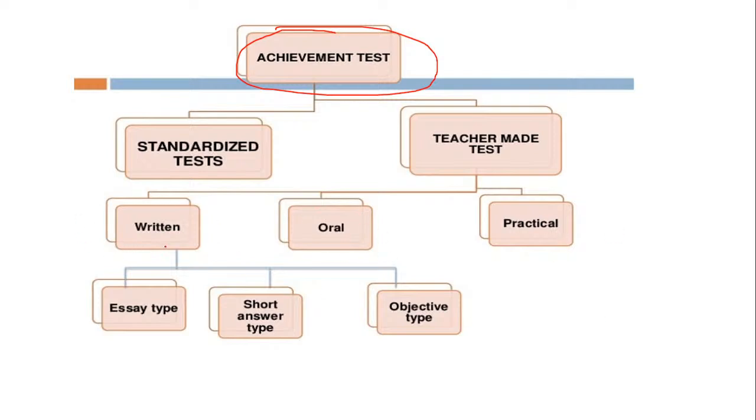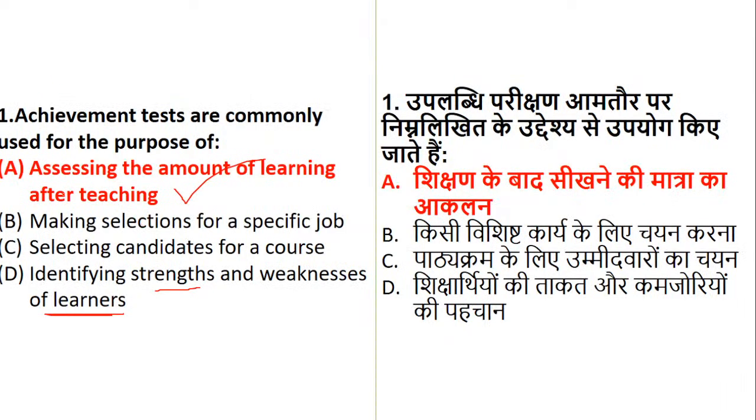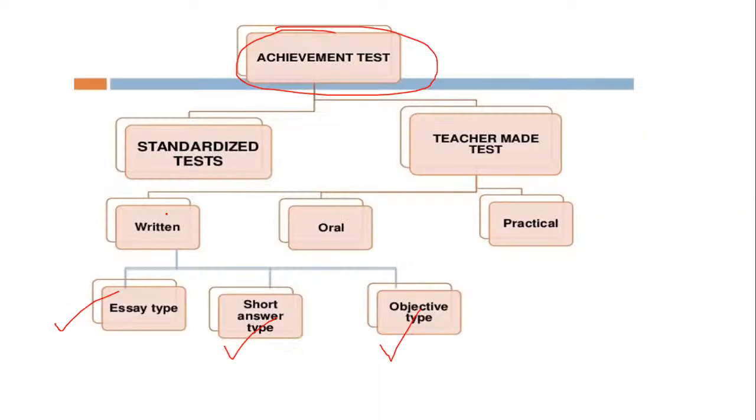When I talk about written format, it can be an essay type of question, a short answer type of question, or it can be objective, or you can just say that it can be subjective and objective. So basically, why are we doing all these things? We are doing all these things just to find out what amount of learning after teaching is happening, and that's the reason we are doing this achievement test.